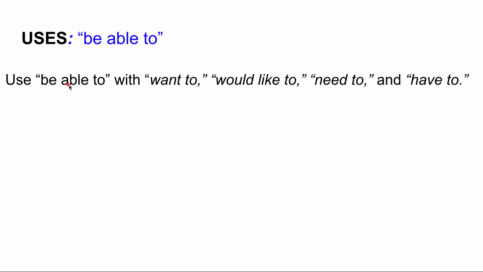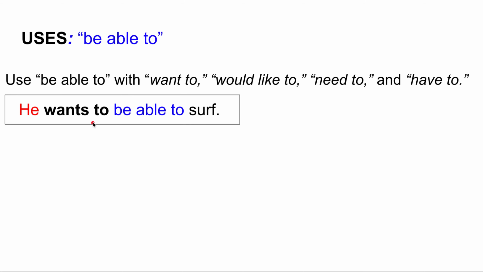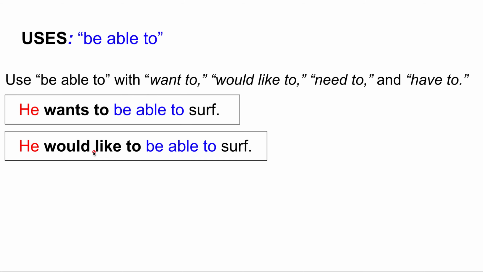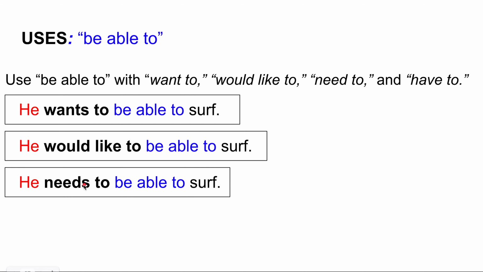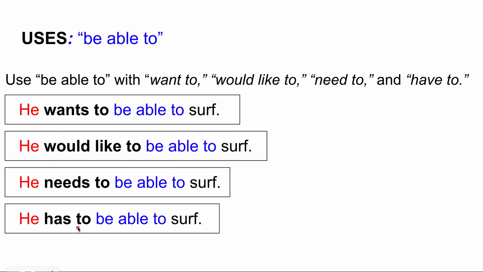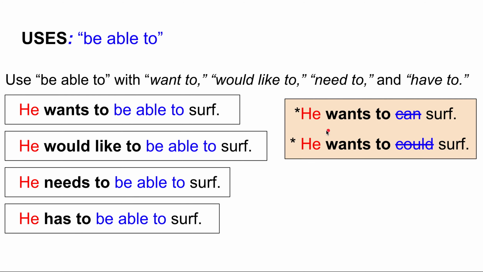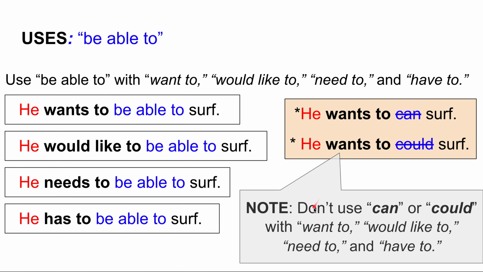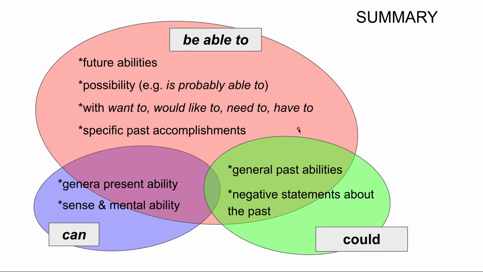We can use be able to with want to, would like to, need to, and have to. For example, he wants to be able to surf. He would like to be able to surf. He needs to be able to surf. He has to be able to surf. The exception: we cannot use can or could with want to, would like to, need to, and have to. So don't use can or could with them, okay?